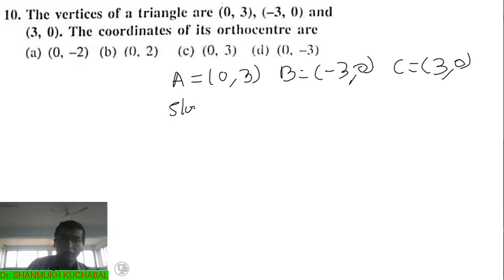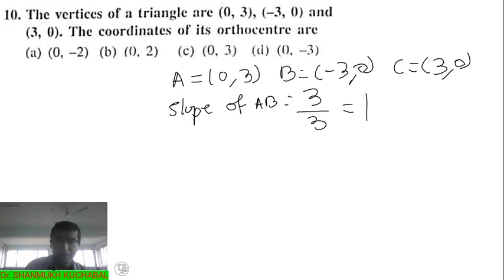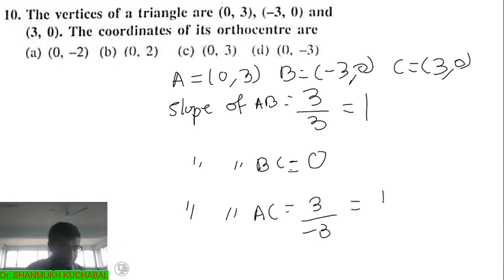Slope of AB equals the y coordinate difference over the x coordinate difference. So 3 by 3, we get 1. Similarly, slope of BC, the y coordinate difference over the x coordinate difference, we get 0, right? Similarly, next slope of AC, we get 3 divided by -3, the answer is -1.